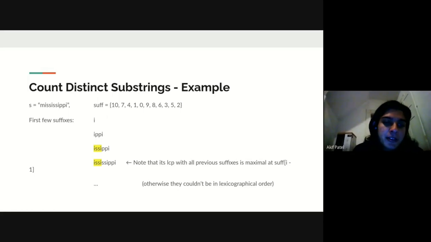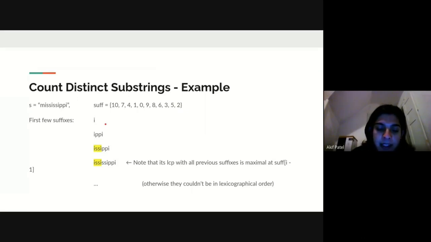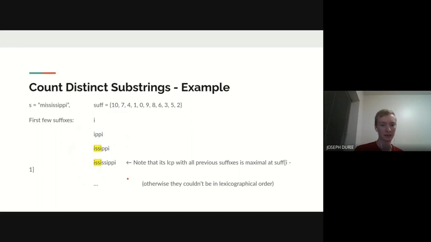True. Anyway, this string is Mississippi. These are all its suffixes in sorted order, the suffix array. We write them out in their sorted order, and we look at the LCP that this suffix can have with any of the earlier ones. It is maximized here. For this to be lexicographically less than this, it has to differ at an earlier character, basically. And so this and this can't have a better LCP. They might have the same LCP, which they don't here, but it definitely can't be longer.